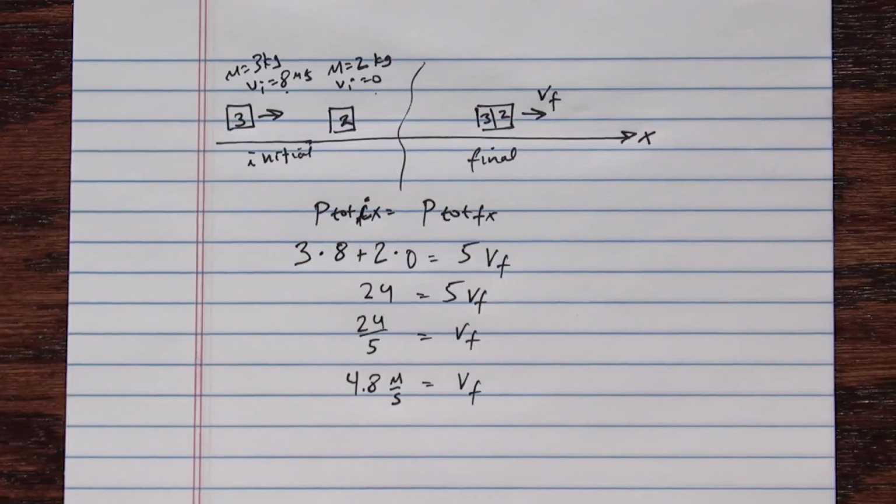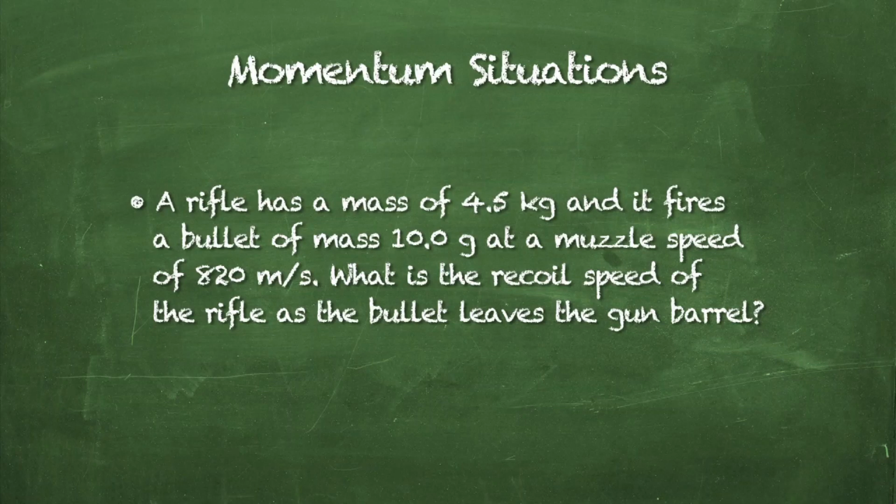Let's try another question. In this case, we have a rifle that has a mass of 4.5 kilograms, and it fires a bullet of mass 10 grams at a muzzle speed of 820 meters per second. And the question is, what is the recoil speed of the rifle as the bullet leaves the gun barrel. Think about momentum, draw your diagram, list all your knowns and unknowns, and try and answer that question.